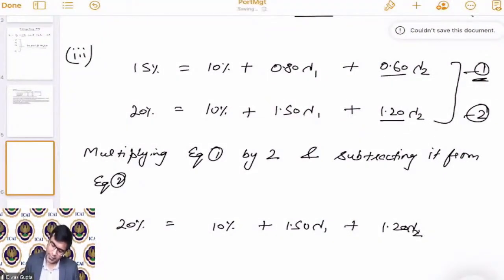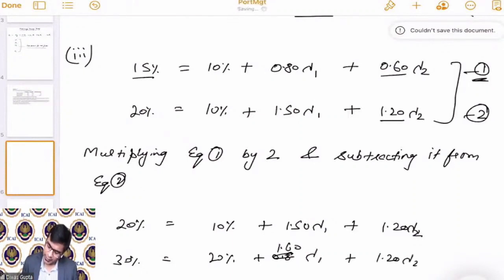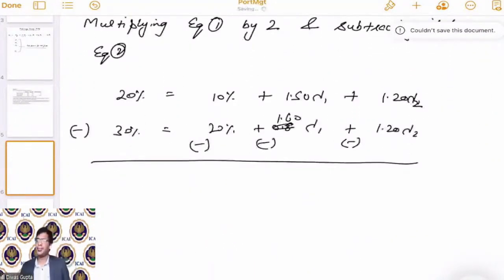Okay. And minus. So this into 2 is 30%, 20%. Sorry, this is 1.60, 1.20, this. And this all will be reduced or subtracted. Correct? Okay. So this will give us minus 10% is equal to minus 10%.